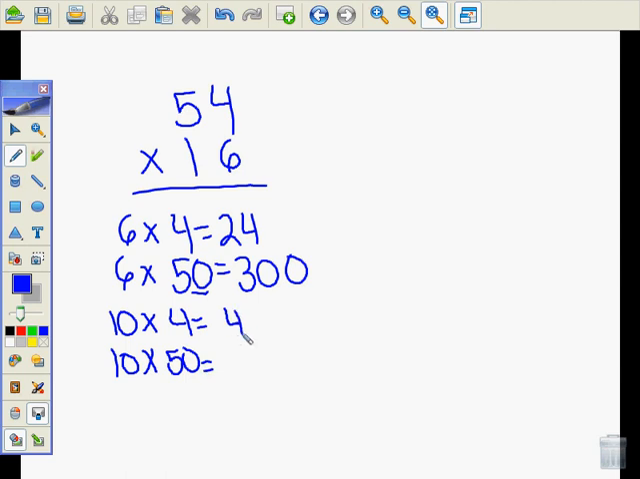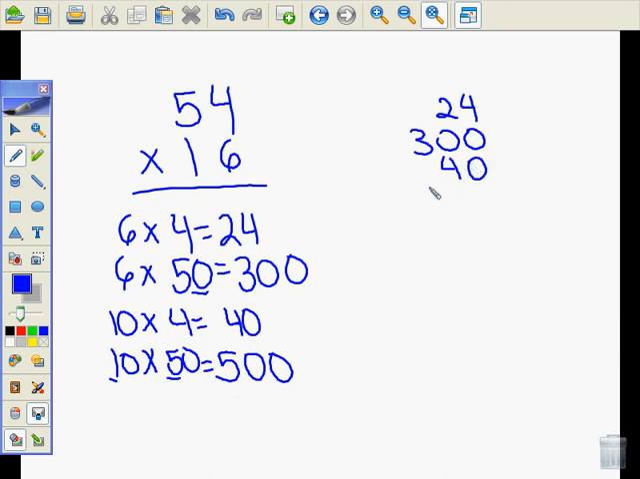So 10 times 4 is 40. And 10 times 50, we'll start with our 1 times 5, which gives us 5. The fact extension, we add 2 zeros to give us 500. And add these together, 24, 300, 40, and 500. So again, it's really important that you line up your place values correctly, or you're going to be way off on your answer. So this gives us 4, 6, and 8. So 54 times 16 gives us 864.